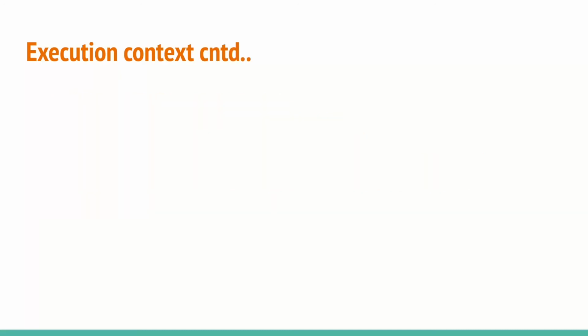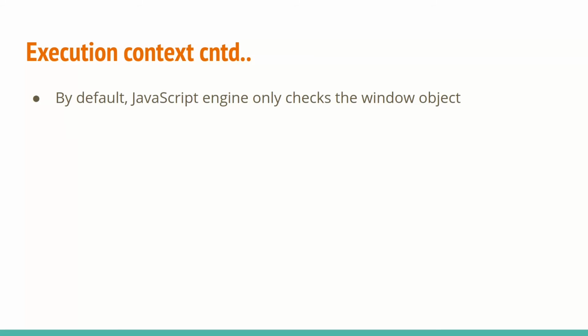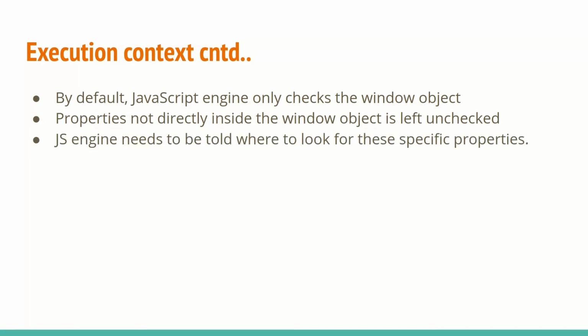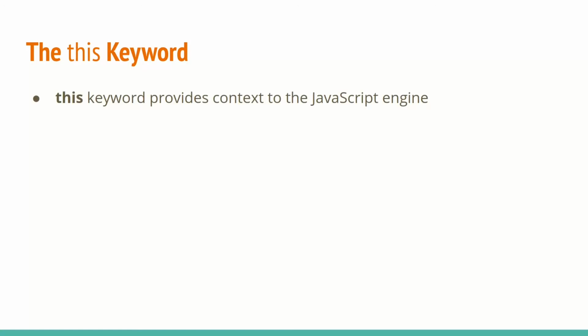By default, the JavaScript engine only knows to search for references inside the window object. Any properties that are not directly inside the window object are left unchecked. Hence, the JavaScript engine needs to be told where to look for this specific property. For that, the this keyword is used. The this keyword is a way of telling the JavaScript engine where a particular piece of code needs to be executed from. In other words, it provides context to the JavaScript engine.